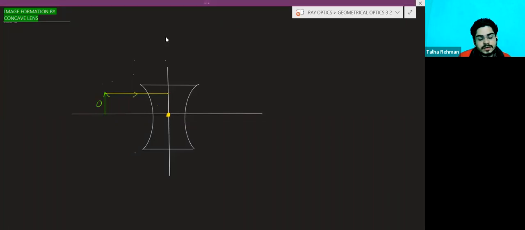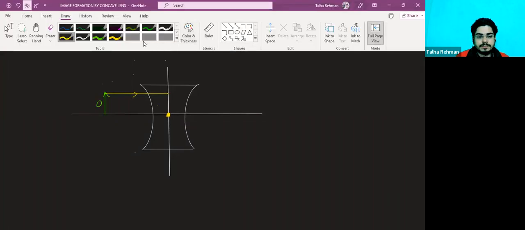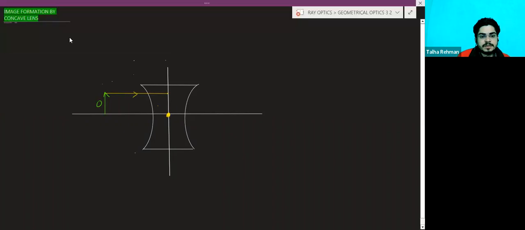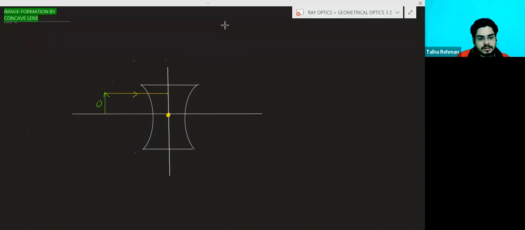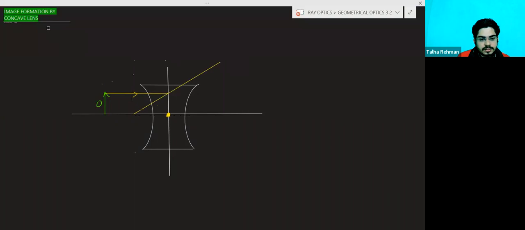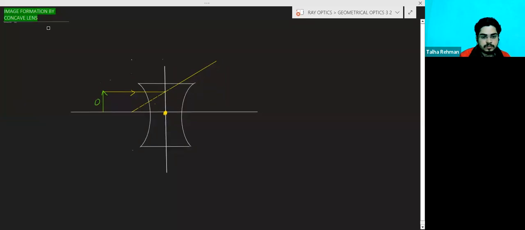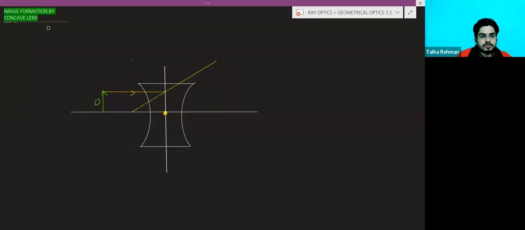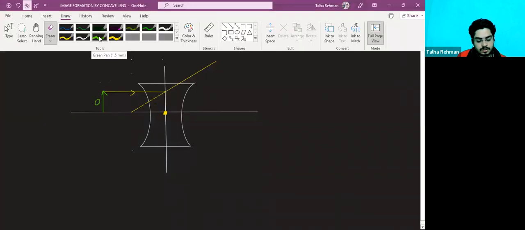From this object, the first ray is like this. If the ray is parallel to the principal axis, what happens? It will diverge, and when you produce that diverged ray, it will meet at focus. So here it will meet, I think.